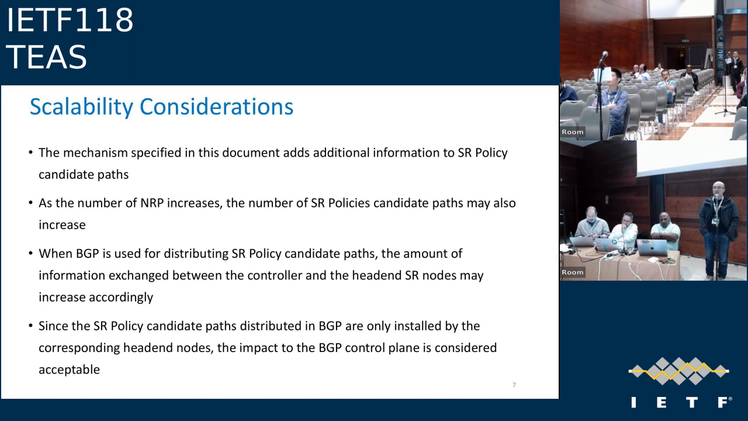In the recent update, we added a scalability considerations section to give some analysis about the scalability of this BGP-based SR policy. Basically, the mechanism defined in this draft adds additional information, the NRP information, to the SR policy candidate paths. As the number of NRPs increases, the number of SR policy candidate paths may also increase. And when BGP is used as a signaling protocol for the SR policy candidate paths, the amount of information to be exchanged between the controller and the head-end node will also increase. However, since the SR policy candidate paths will only be installed by the head-end node of the SR policy, this kind of impact is considered acceptable compared to the IGP-based mechanisms. Okay, next slide, please.